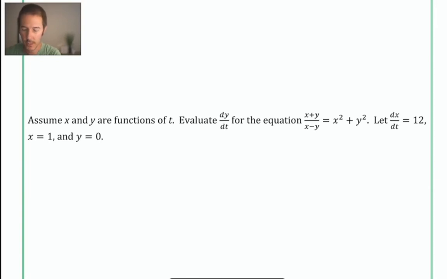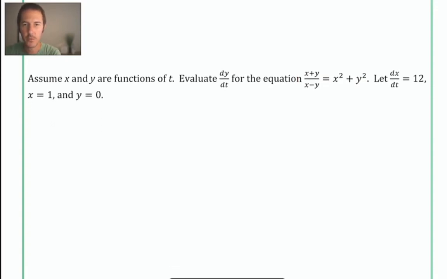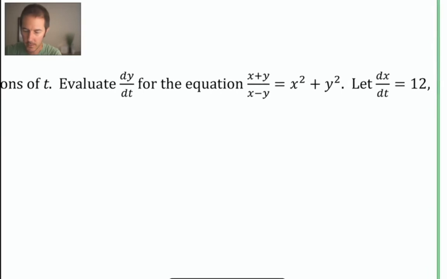In the previous one, we had to use the product rule. Here you're going to be using the quotient rule. In the previous problem, we were taking the derivative of x and y. Here we're taking the derivative of x squared and y squared. I will tell you, let's go through and take the derivative of the equation. I'll leave you to do the easy stuff like plugging in numbers. All right, I'm going to cruise through this one a little bit faster.